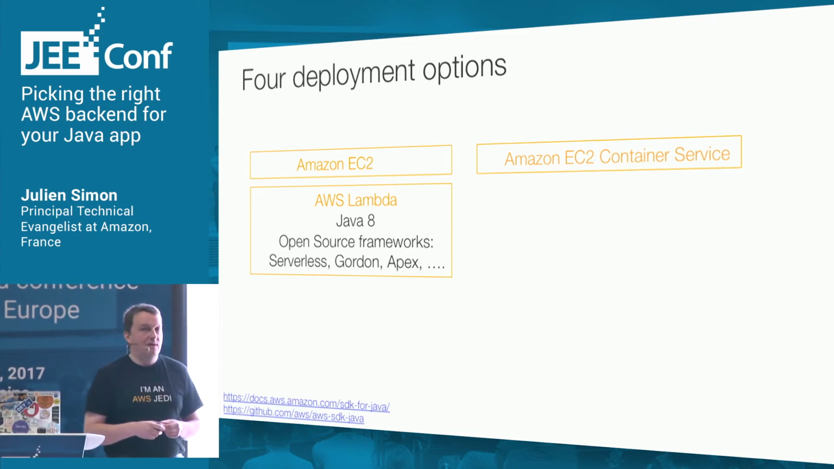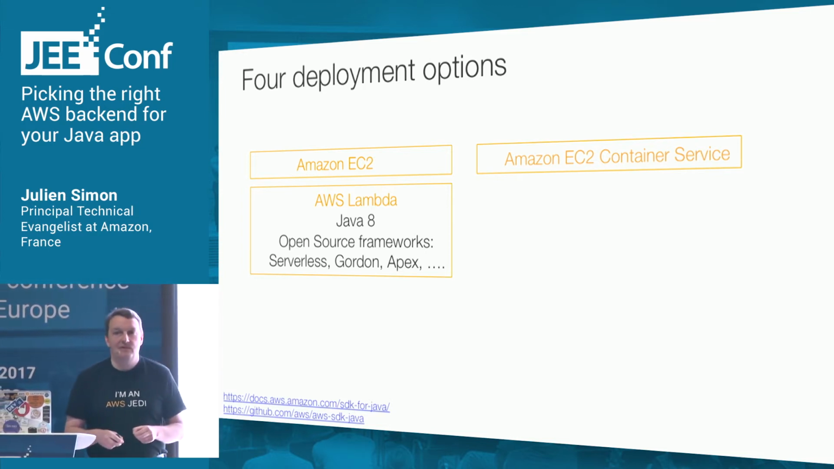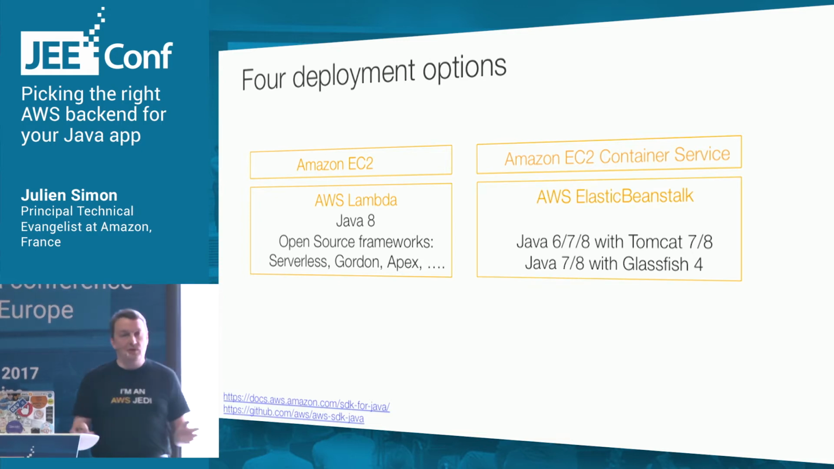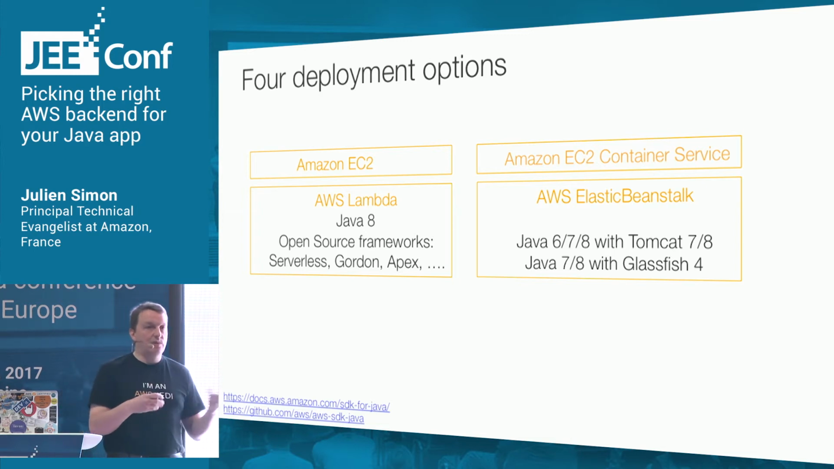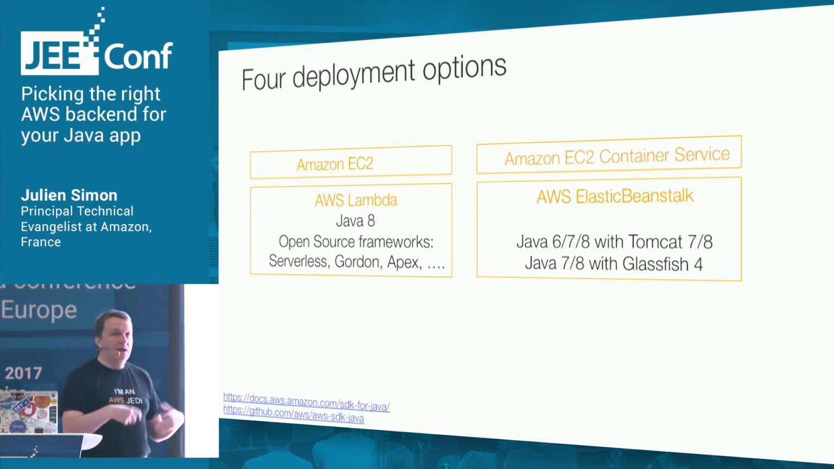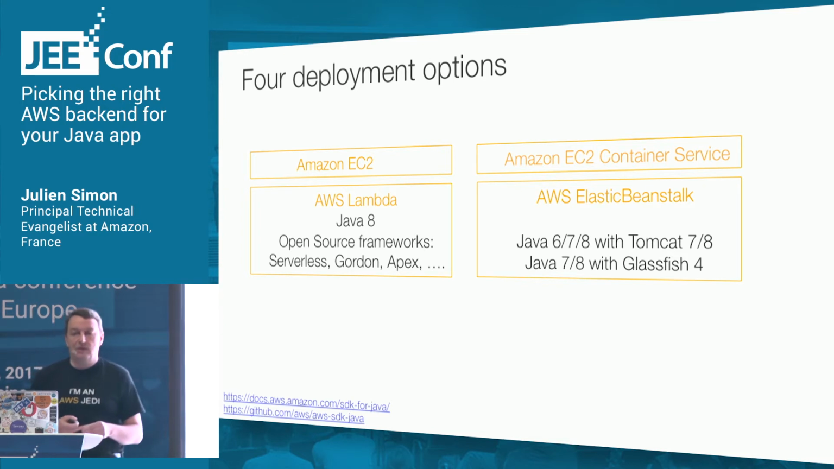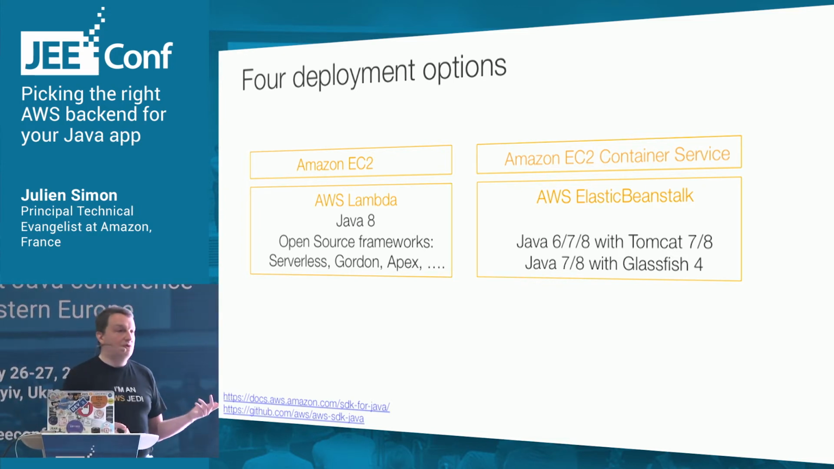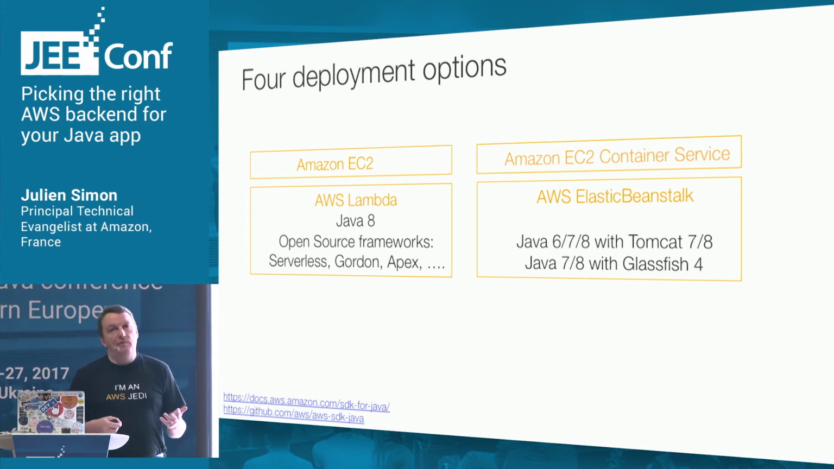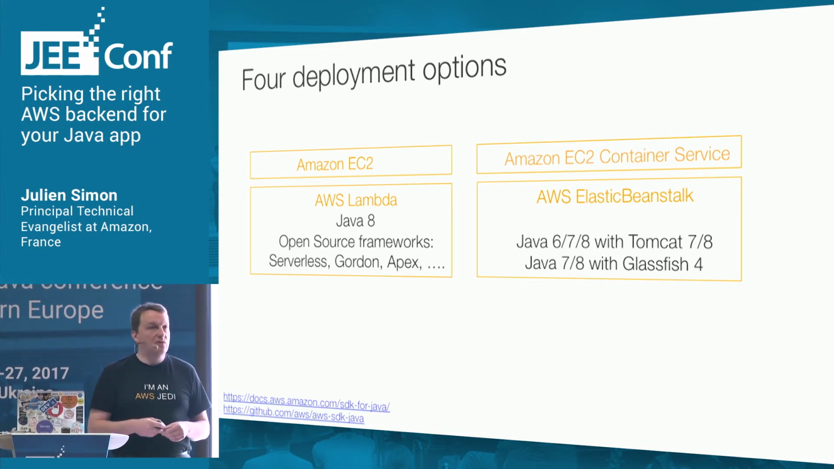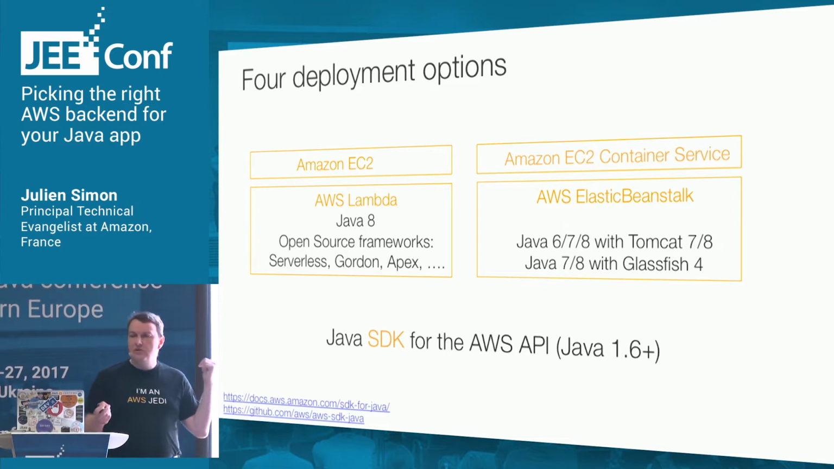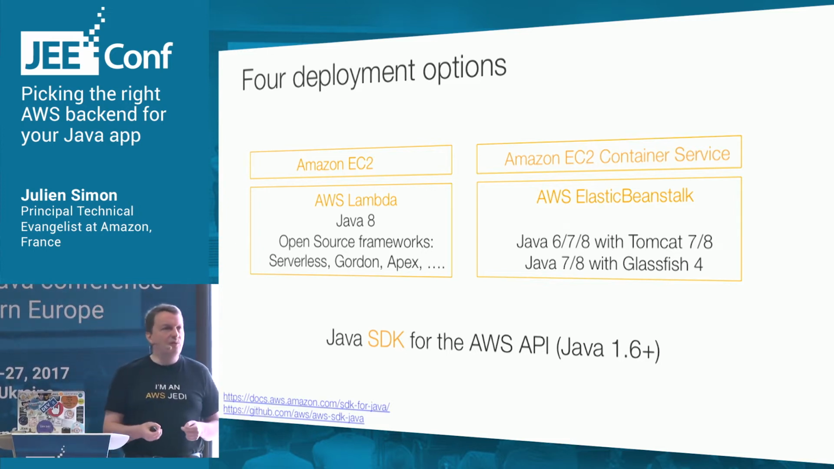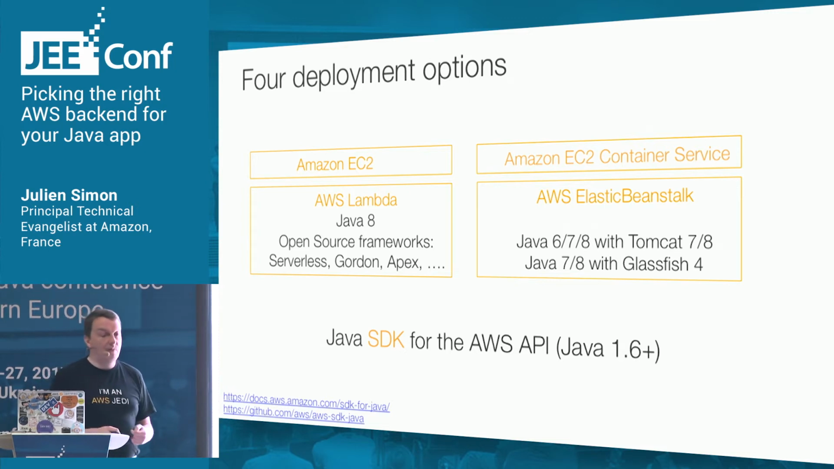Lambda, which is the so-called serverless architecture, where you really don't care about infrastructure anymore. You just deploy code functions and you trigger them using APIs or any kind of infrastructure event in your AWS account. And you can do Java 8, of course, and there are quite a few open source frameworks that make it really easy to write and deploy and manage Lambda functions. Anyone using one of those, serverless or Gordon? Yeah, a few people, okay. I like them very much.